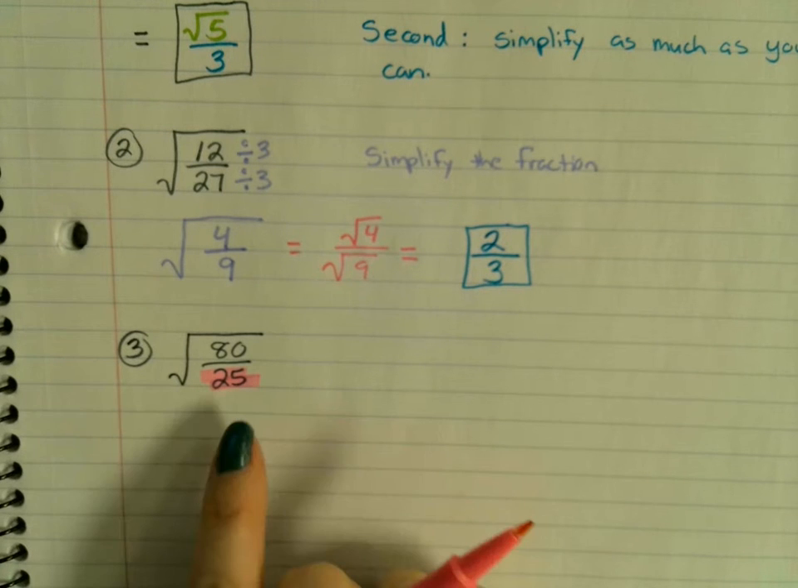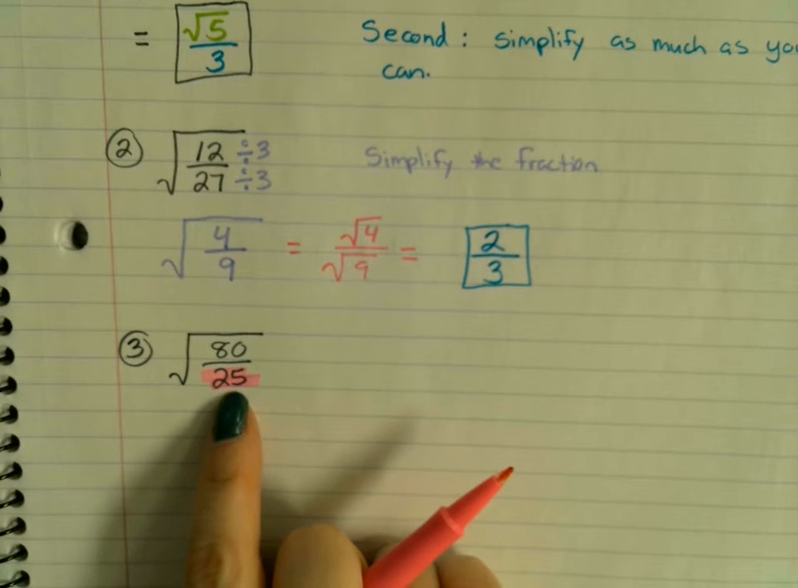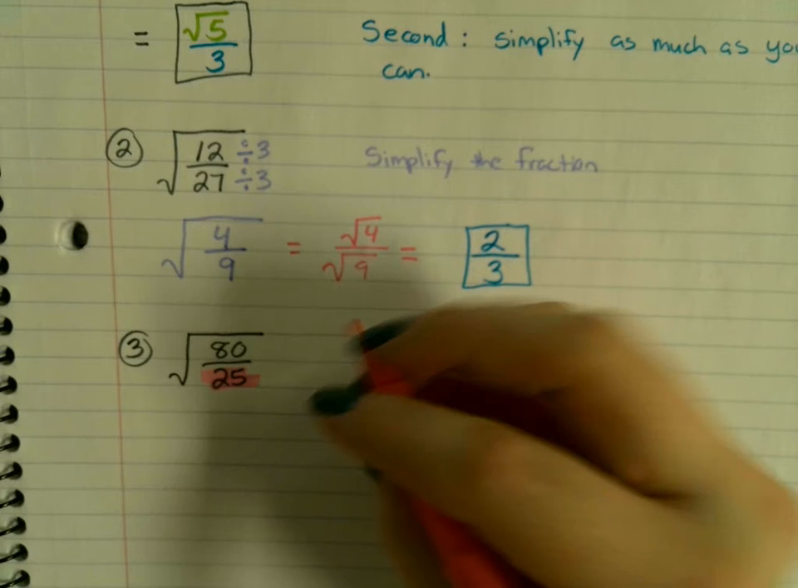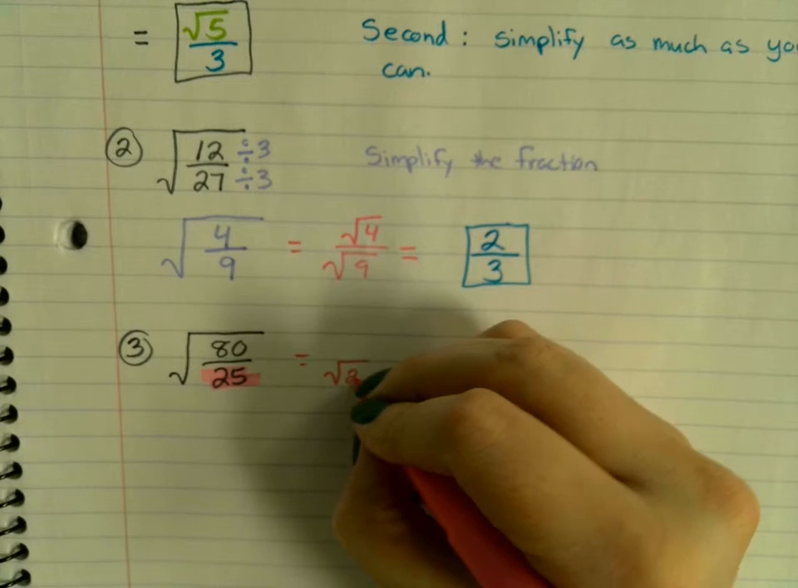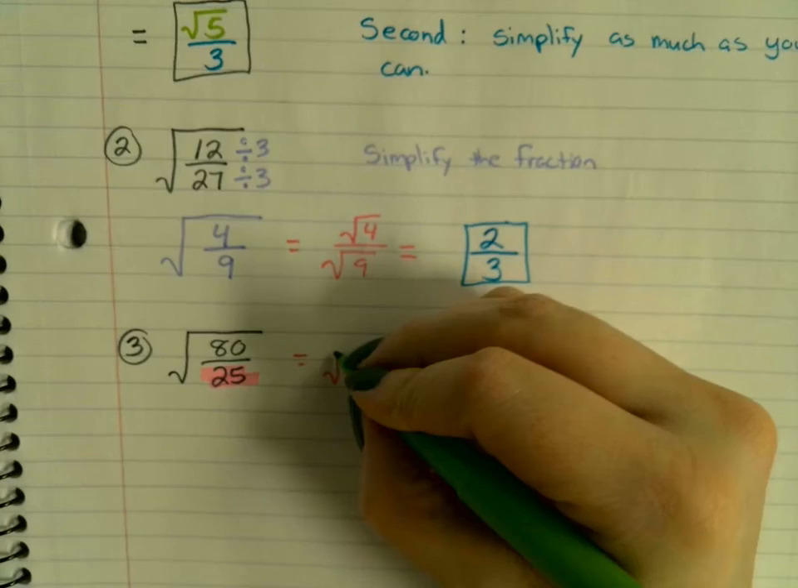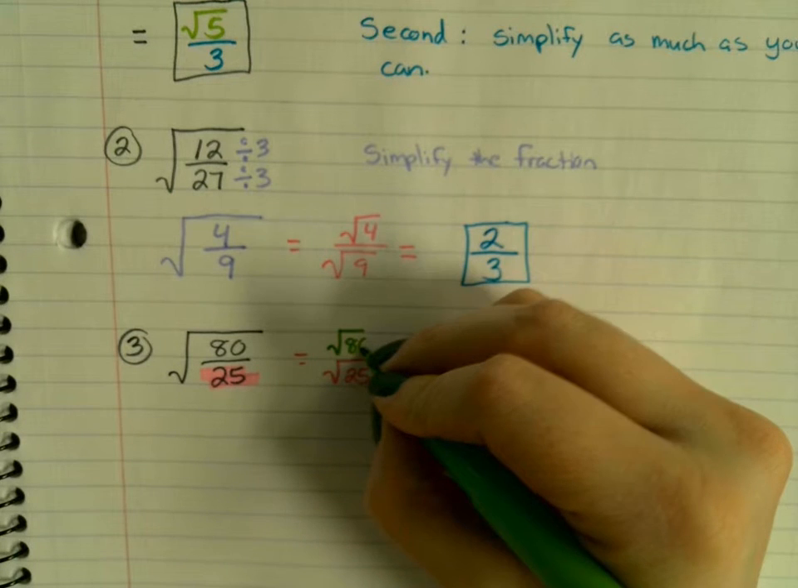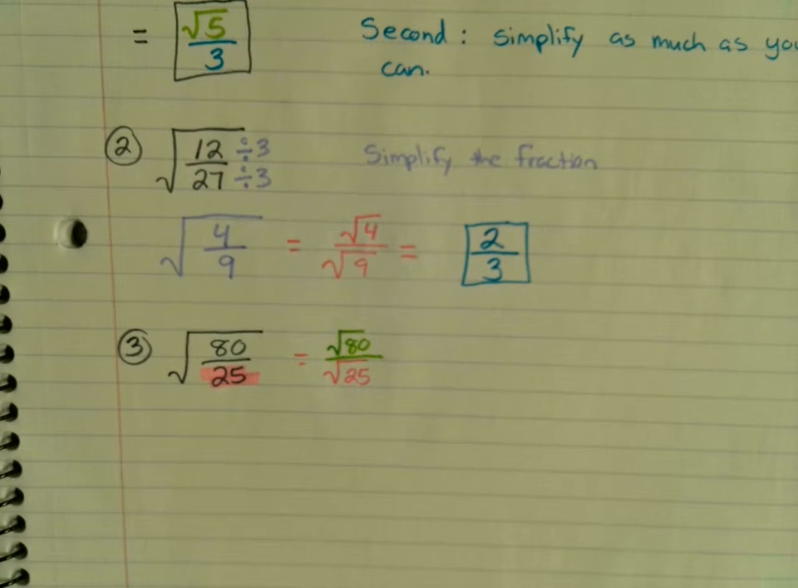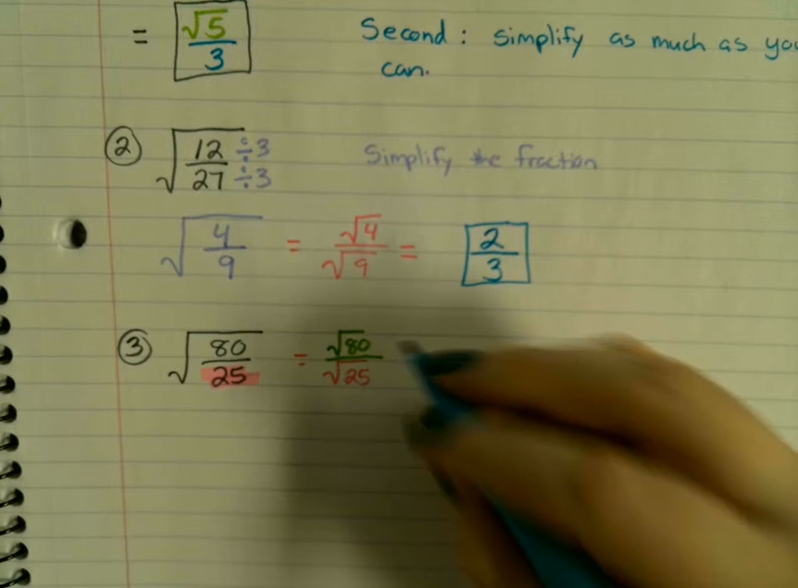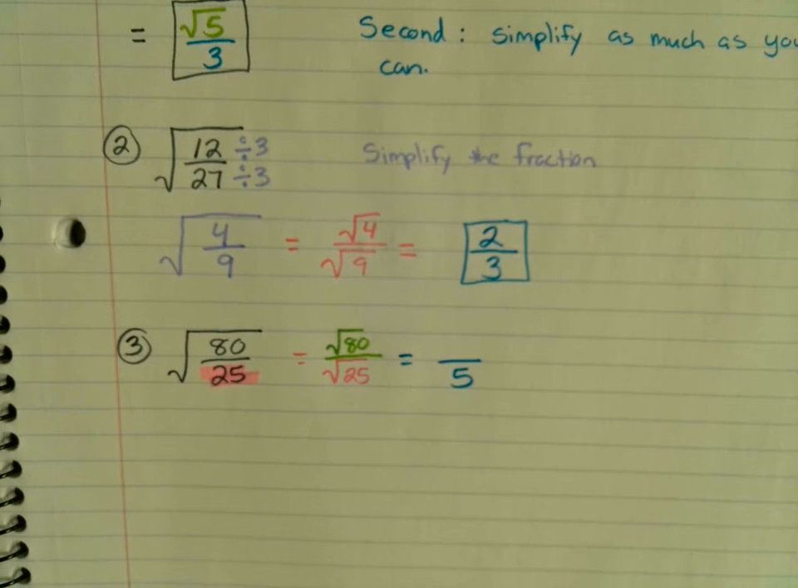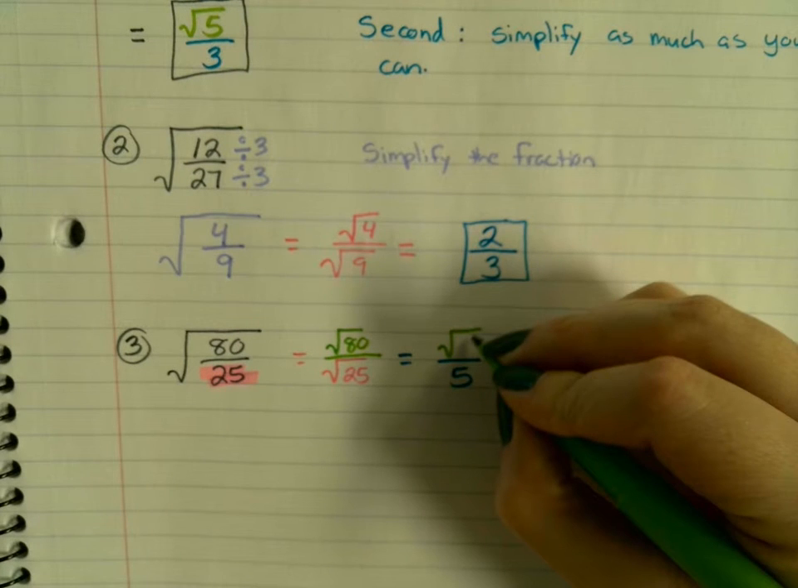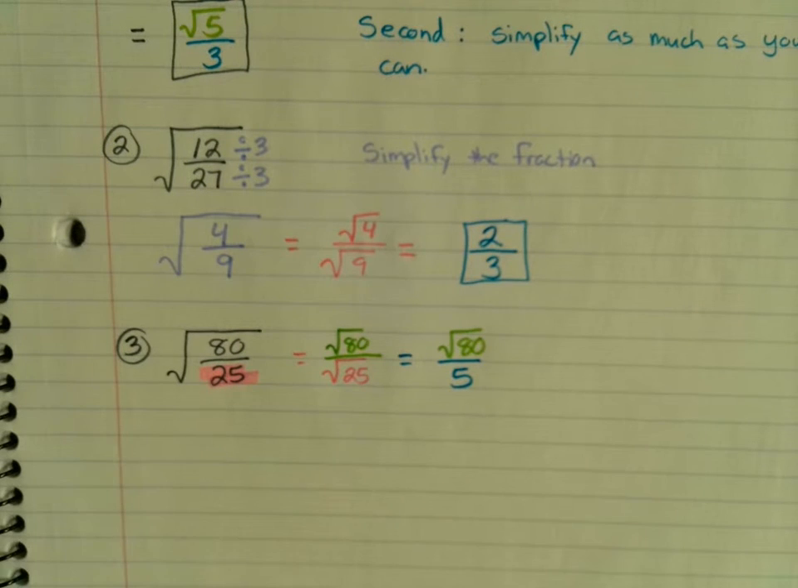This is a perfect square. I'm going to go ahead and simplify that first. So I have square root of 25, and on the top I've got square root of 80, which is not perfect. Okay, so when I do that, square root of 25 gives me 5 for my denominator, and then I've got square root of 80 for my numerator. So all I need to do now is simplify square root of 80.